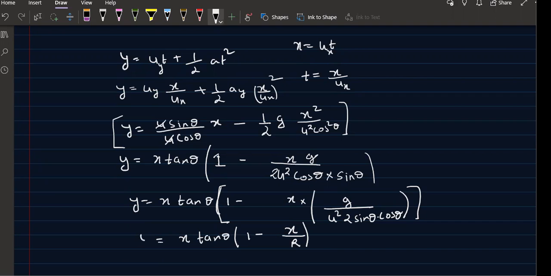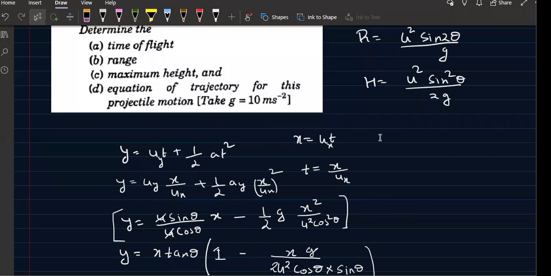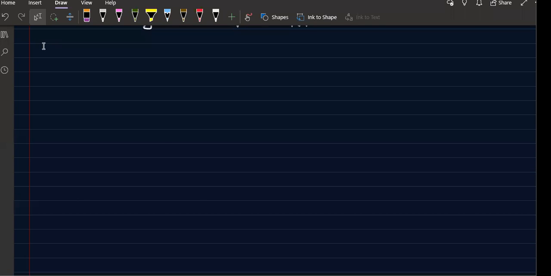So this is your equation of trajectory. Means what will be the position of y when x is changing. That is your equation of trajectory. Got it, everyone? So can you find equation of trajectory now? You can find range, right? So just put the value.